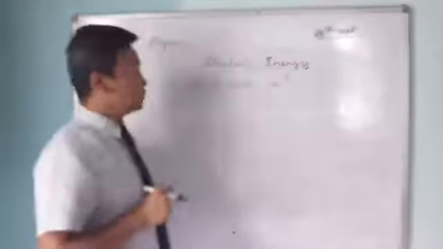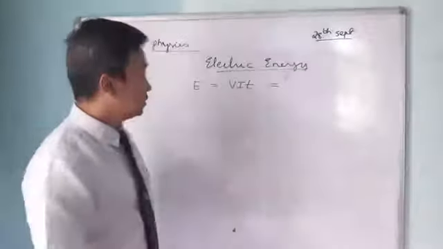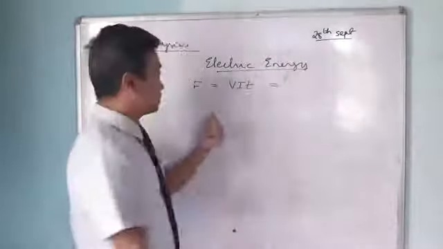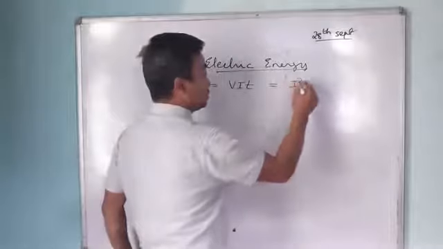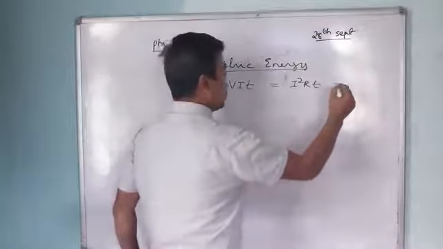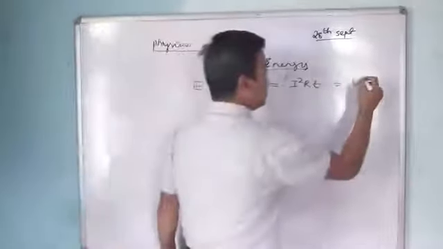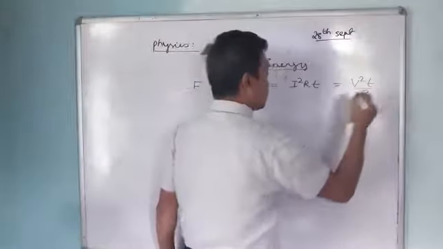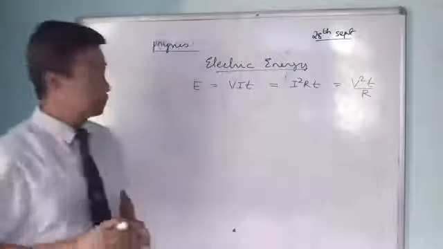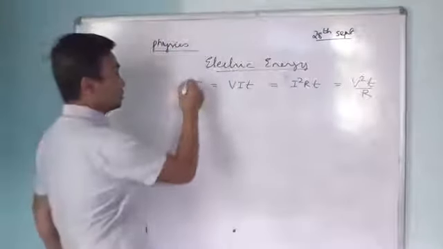The first formula was V into I into T, where V stands for the potential difference, I stands for the current that is flowing through the circuit, and T is the time, how long the current is flowing through the circuit. The second expression was in terms of the current and the resistance. By using Ohm's law we got this formula, and the third expression was in terms of the potential difference and the resistance. So this was the electrical energy.